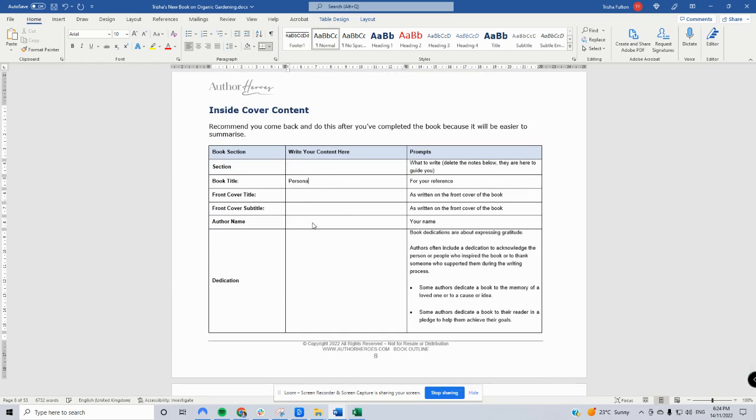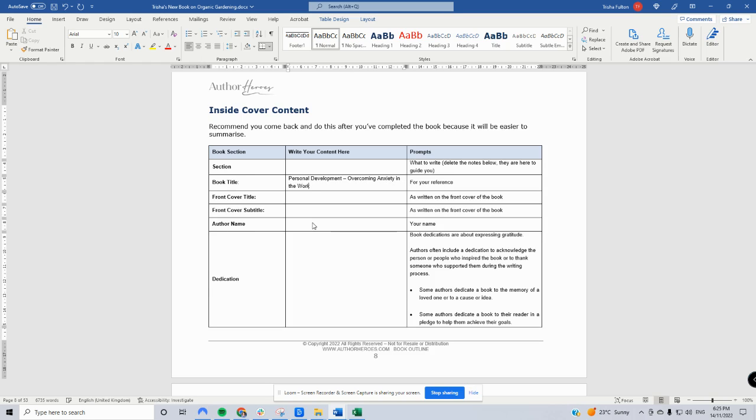Now the book title, I don't normally decide on that until the end and once I've got my book written. But I'm going to say here personal development, overcoming anxiety in the workplace. TBD for work.